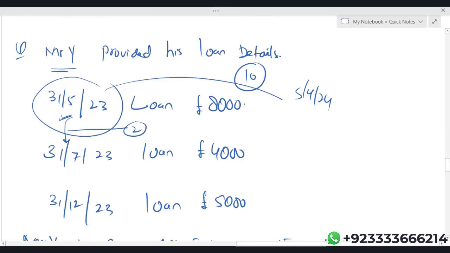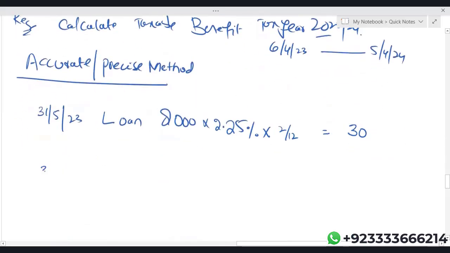Initially, Mr. Y was having a loan of 8,000. Then on 31st July 23, he took a further loan of 4,000. It means on 31st July 23, the total loan amount is now 12,000. See, initially he had only 8,000, and 31st July 23 is the date when he took another loan of 4,000 pounds. So obviously we will say that on 31st July 23, now the total loan is 12,000 into 2.25%.